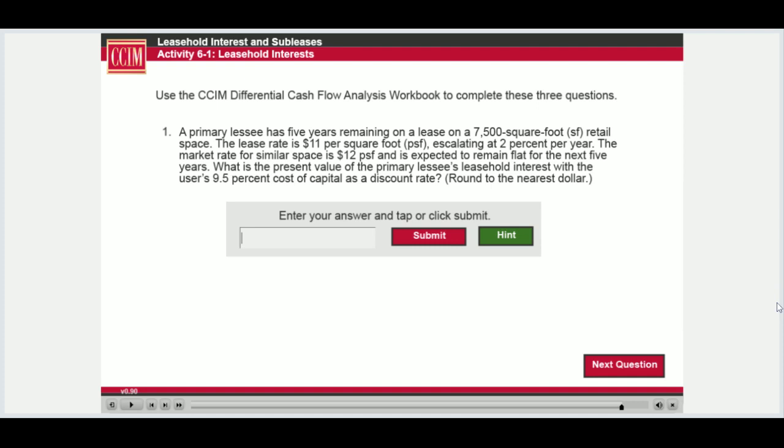Use the CCIM differential cash flow analysis book and answer these three questions. For your answer, tap or click it. Click on the hidden button for information.